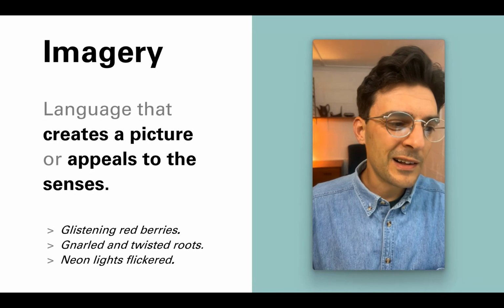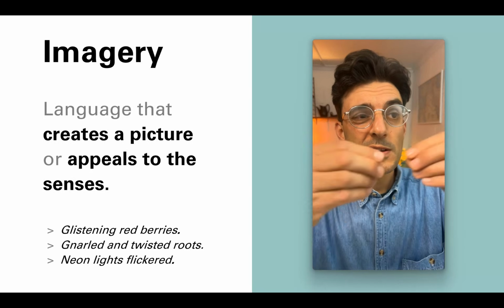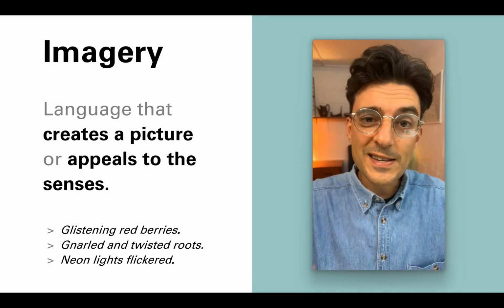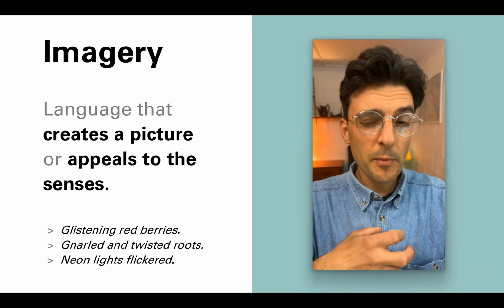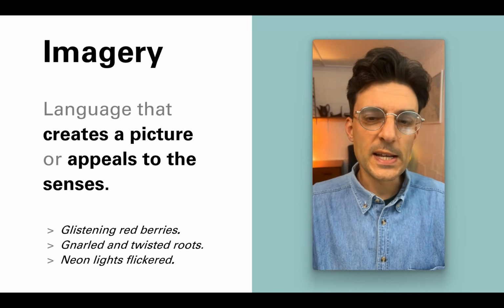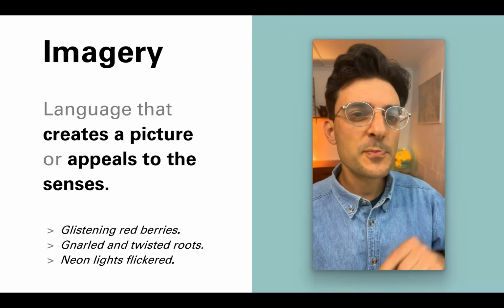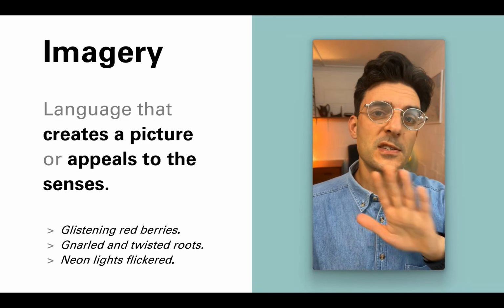The words gnarled and twisted really help me imagine what the roots look like. These are not straight roots, just nicely going into the ground. These are probably old, twisted roots, and that helps me imagine what the tree itself might actually look like too. That's imagery. And last but not least, neon lights flickered.